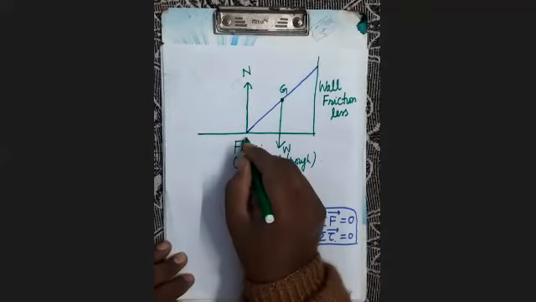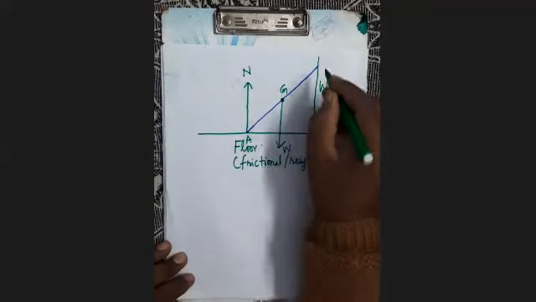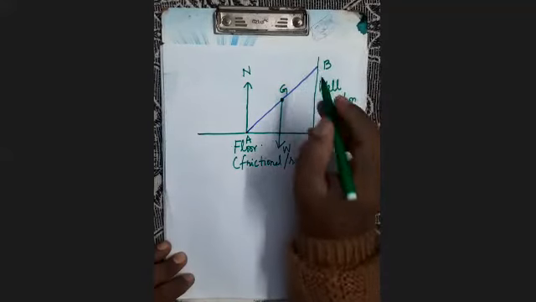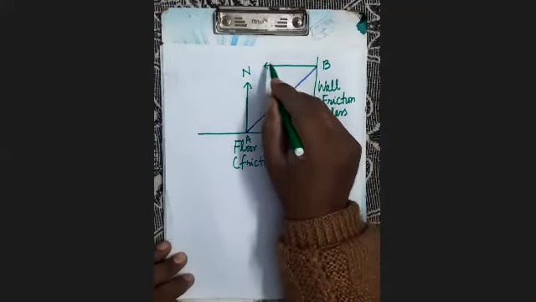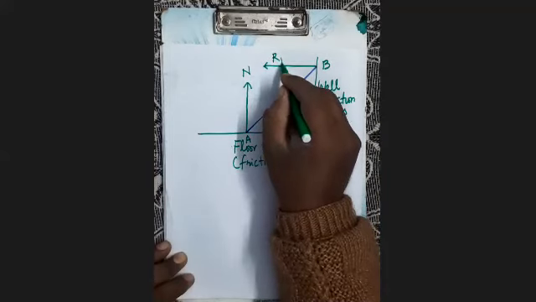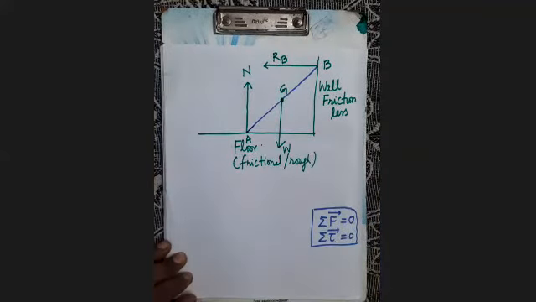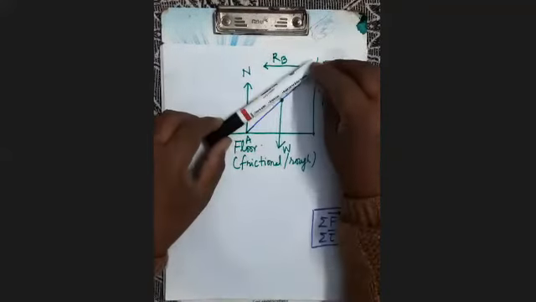This point you can name as A. This we have taken as B. So here the reaction which is acting here, that we will note as RB. It's clear.